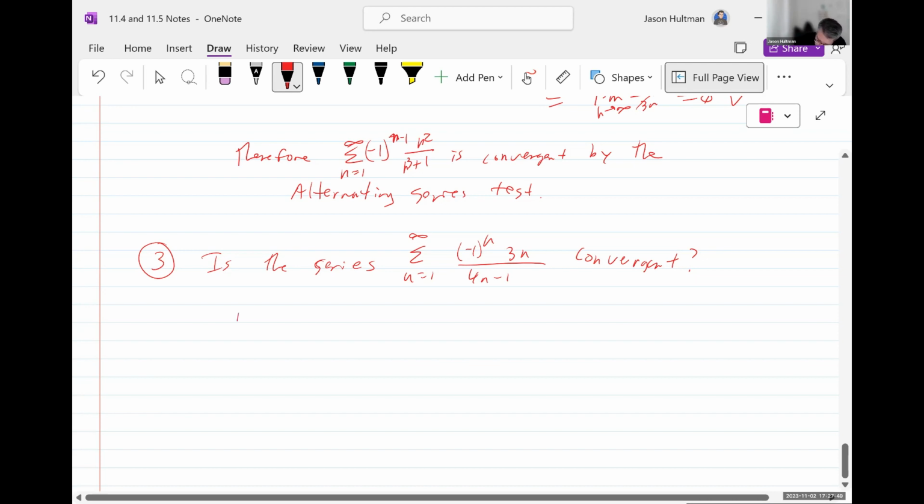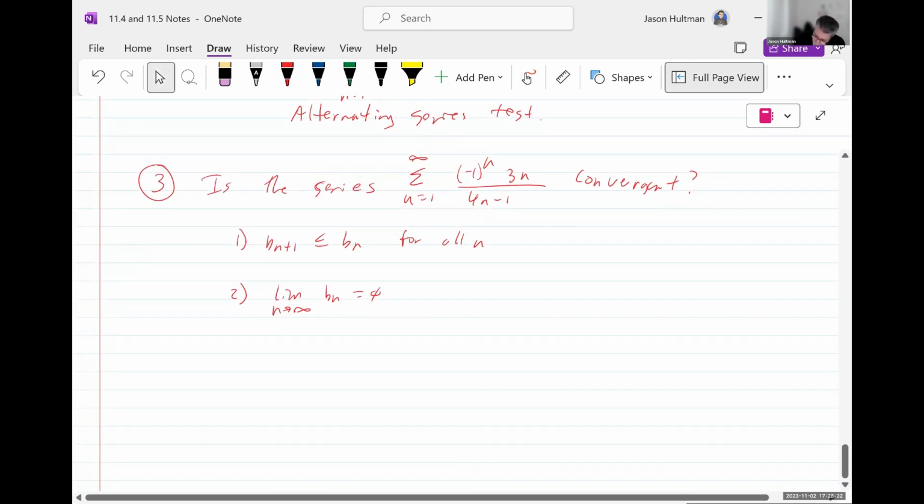So we have two conditions, right? We need to know if b sub n plus 1 is less than or equal to b sub n for all n, and two, if the limit as n goes to infinity of b sub n equals 0. Now, let's test these independently.